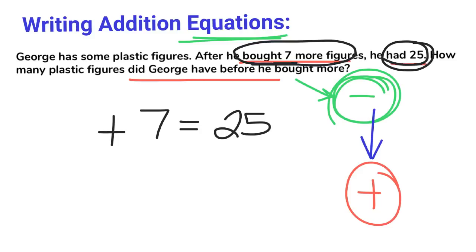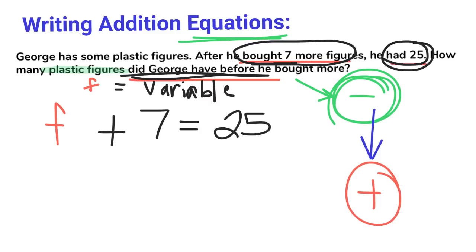How many plastic figures did George have before he bought more? This is what's missing. This is my variable right here, because this is what I don't know. This is what I'm trying to figure out. So I see that phrase, plastic figures. So I'm going to actually use that to help me identify my variable. And I'm going to make my variable the letter F for figures. So I'm going to go ahead and add the F to my equation. And I'm going to see that F plus 7 equals 25, where my F represents the plastic figures that he had before he bought more. So this would be my equation for this example.